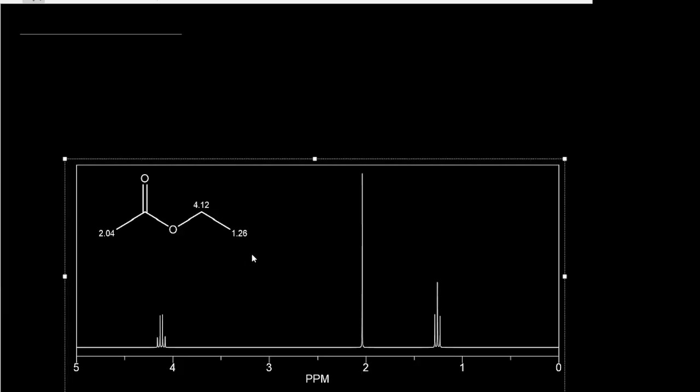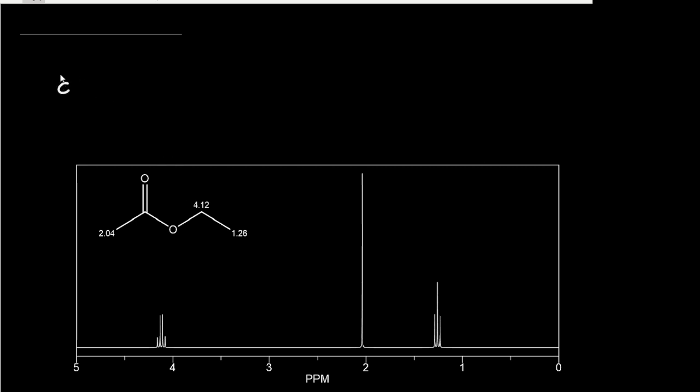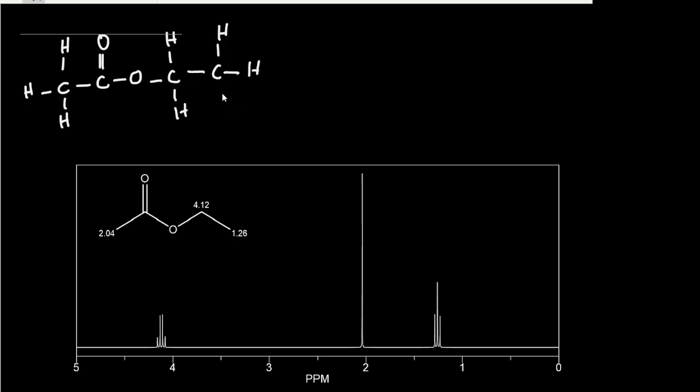Like this is a spectrum of this molecule. First of all, the first step you have to do is to open the molecule structure. Like this is C H H. So I am going to open the whole structure. So this is the structure of that molecule.